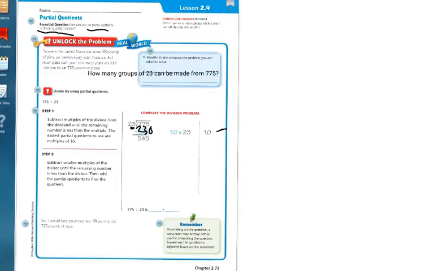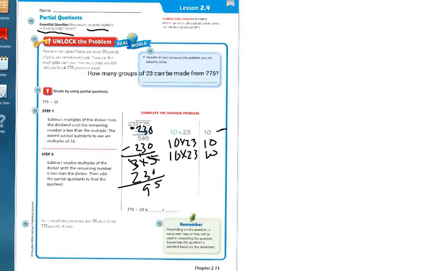So if I do that again, I could do another 10 times 23, okay? And 10 times 23 is 230. I subtract: 5 minus 0 is 5, 4 minus 3 is 1, 5 minus 2 is 3. So again, I can do another multiple of 10 times 23. Okay, so now I subtract 230 again. I get 5, I get 9. So now I get 95. Now I can't do a multiple of 10 because 230 is much bigger than 95.